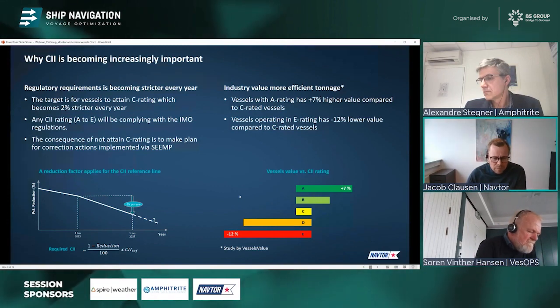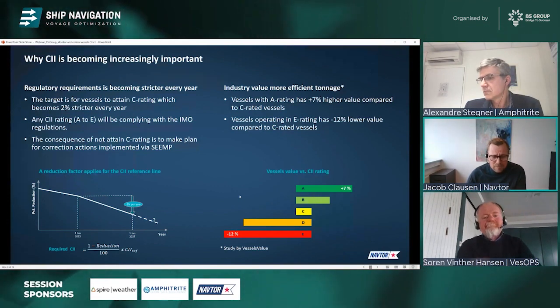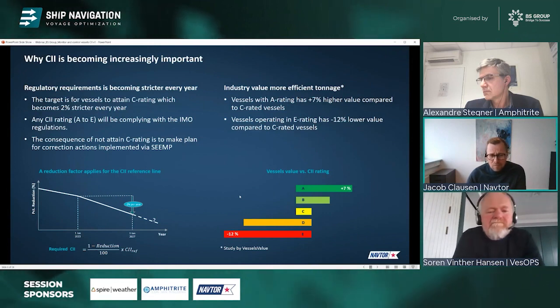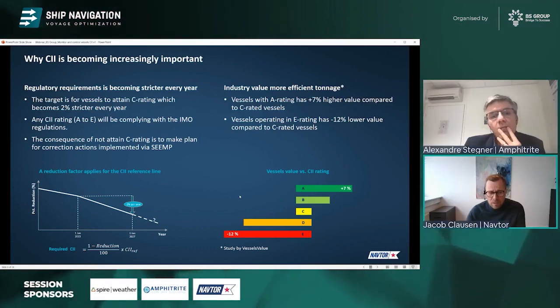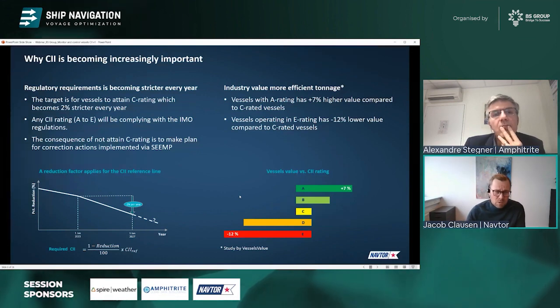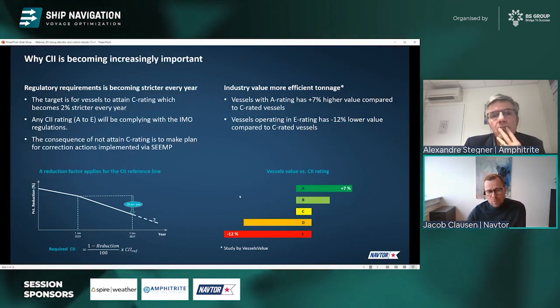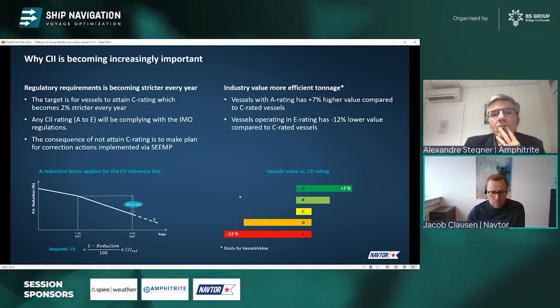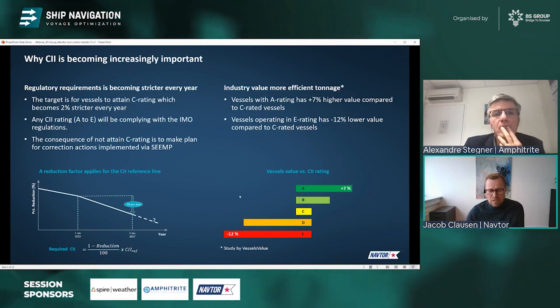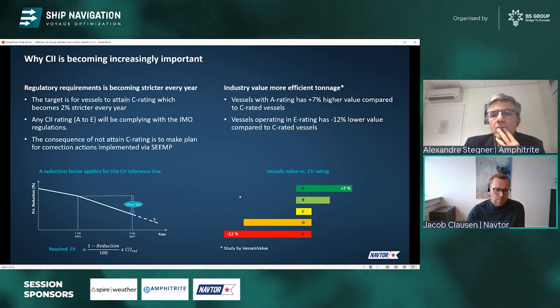The other part is that if you are scoring an E rating, then your vessels are generally valued 12% lower compared to C-rated vessels. And of course there is newer and older tonnage here, and older vessels are typically scoring lower, but there are also some operational factors which I'm going to focus more on here, because we are generally focused on how you can actually make active choices and better monitor and control your vessel's CII.